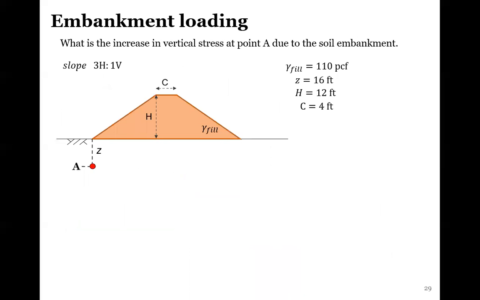All right, one more. We're going to go through really quick. So this is an embankment issue. We've talked already about the importance of embankment, surcharges, all this stuff. This is using Boussinesq's equation, and we're asked to find the increase in vertical stress at point A.